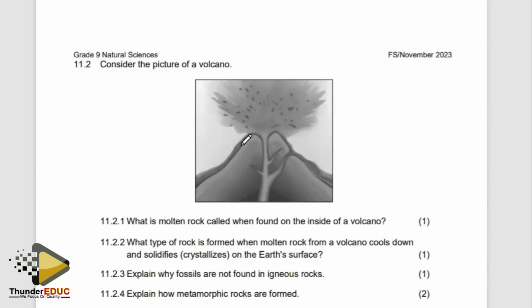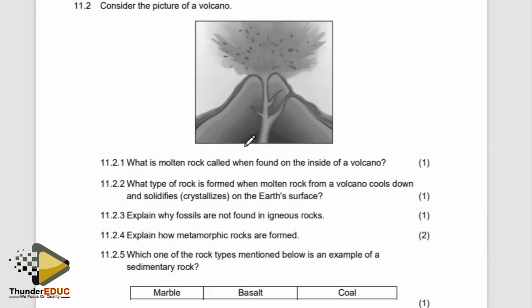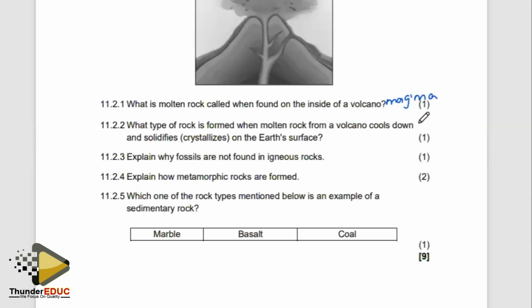We have been shown a diagram of a volcano there. Then you're asked, what is molten rock called when found on the inside of a volcano? Remember on question one that answer was there. So you simply go on to write the answer. That is magma when it's inside. Then what type of rock is formed when molten rock of a volcano cools down and solidifies, crystallizes on Earth's surface? This is called igneous rock.